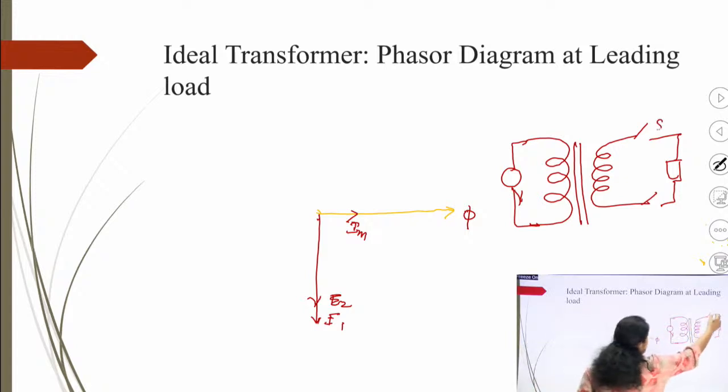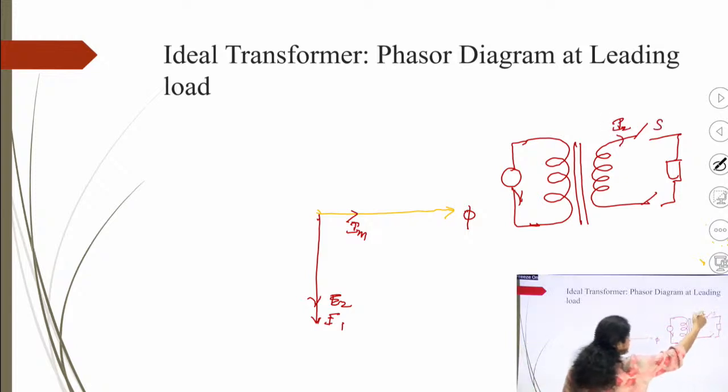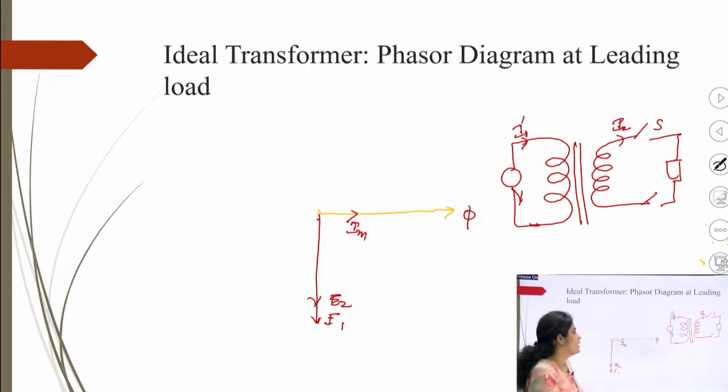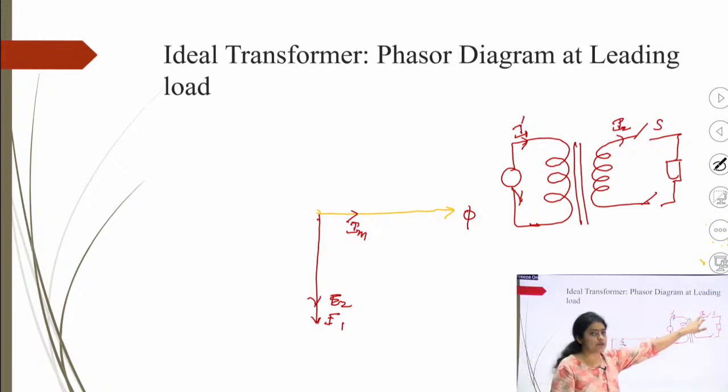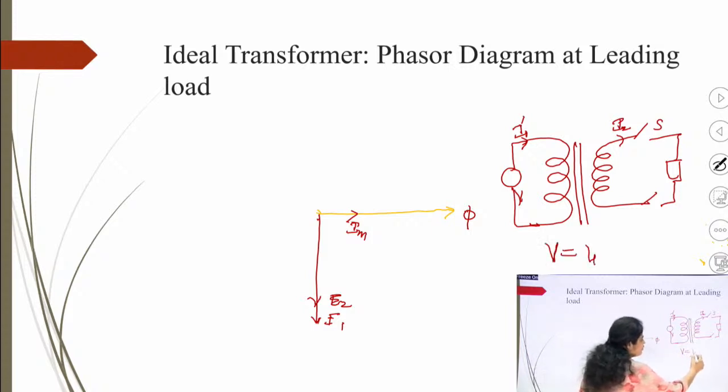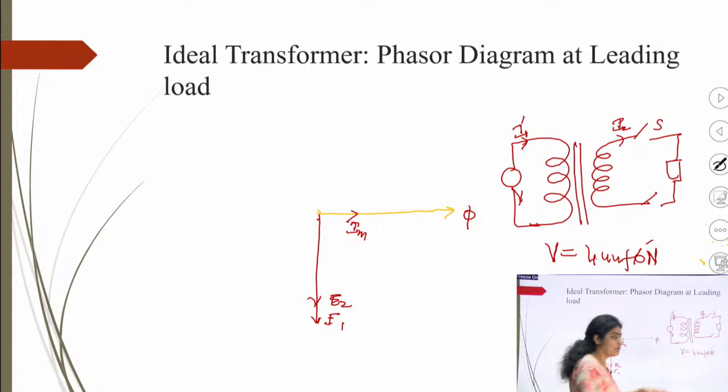Now when the switch is on, the I2 will start flowing, and due to this I2, the I1 dash must flow in the primary side, which is equal and opposite to I2, so that this will confine with the constant flux only. Why is it called a constant flux? Because V is equal to 4.44 F phi N. So N, the number of turns for the particular transformer, is constant. If you apply the constant voltage at a constant frequency, the flux remains constant. So a constant amount of flux has to be there in the transformer.